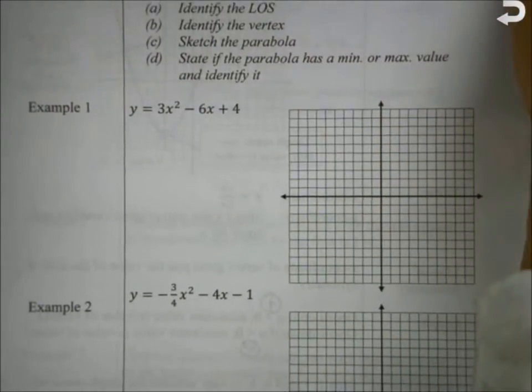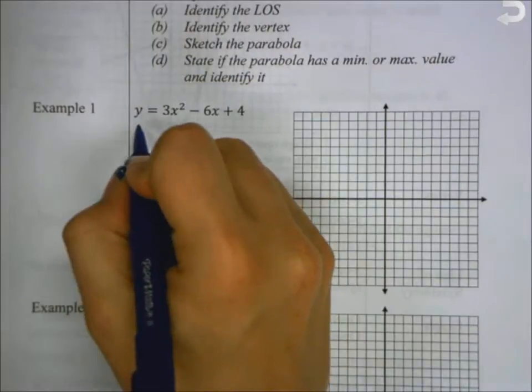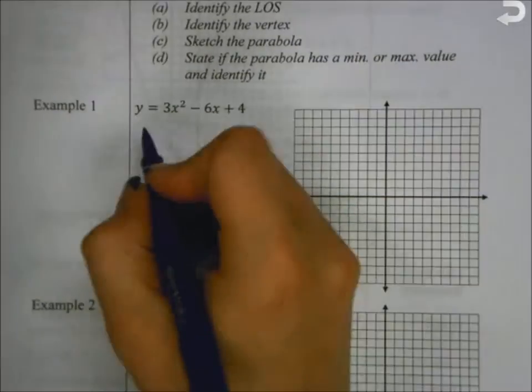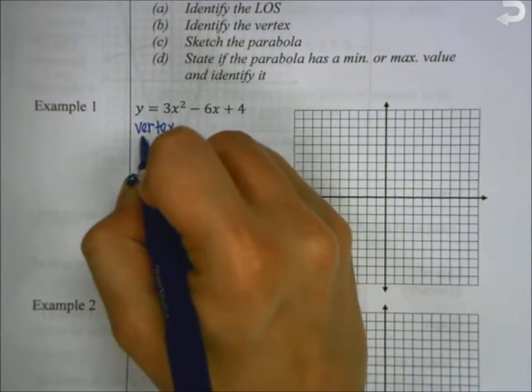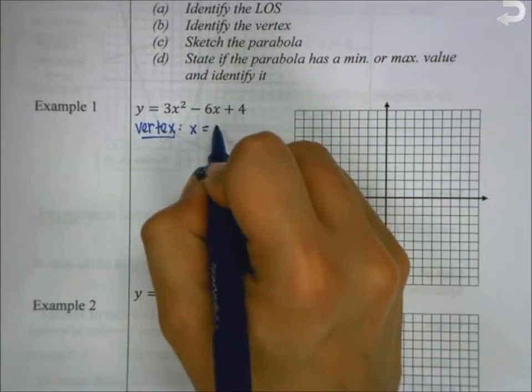Example number 1. Part A, I want to identify the line of symmetry. How do I identify the line of symmetry? It's the x-coordinate of the vertex. So in order to identify the line of symmetry, what do I need to find first? The vertex, right? So let's find the vertex. To find the vertex, I'm going to label it. The x value equals negative b over 2a.